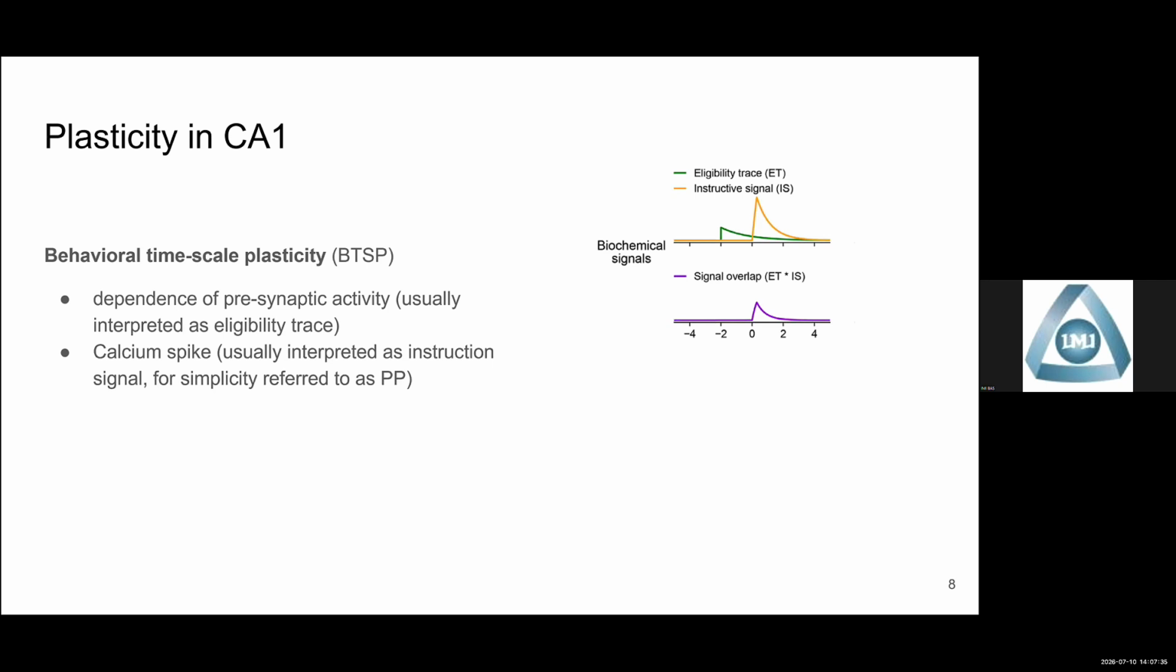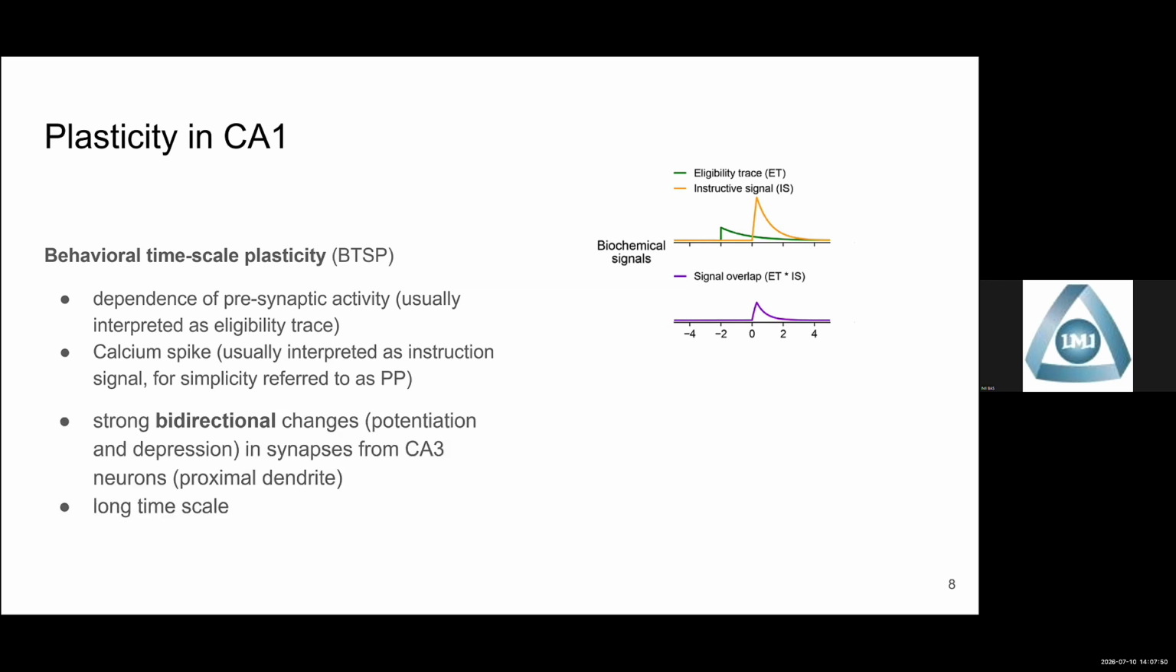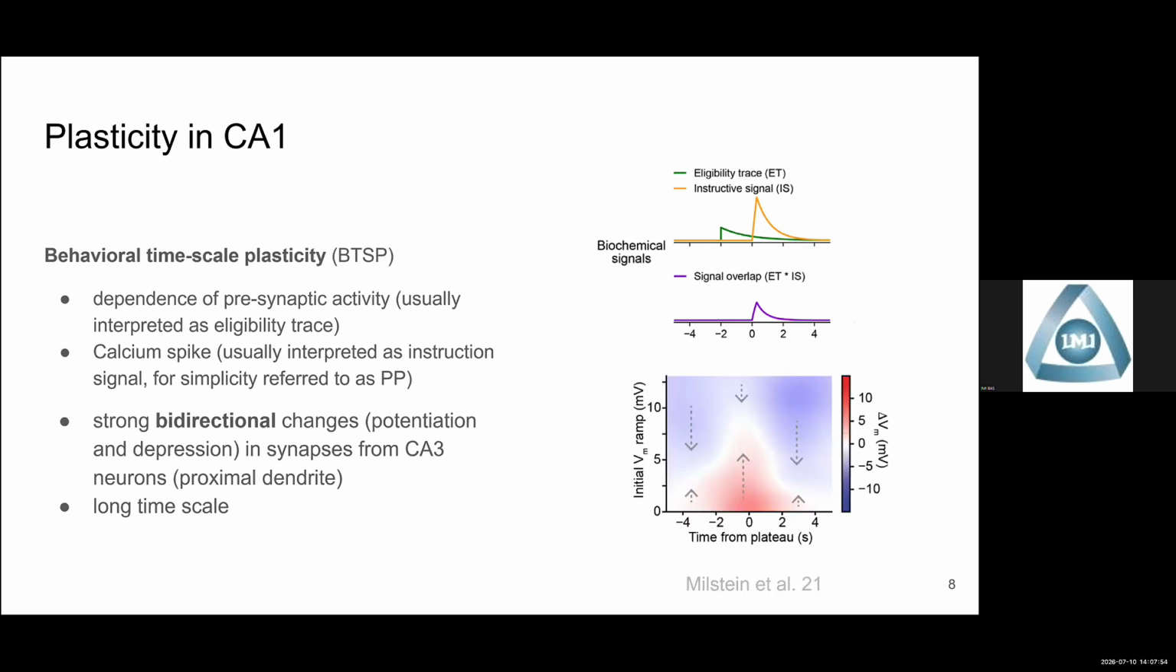In the following, I will make a simplification and just refer to it as a PP, a plateau potential. Technically, this is not 100% correct, but it's a reasonable approximation. But as I said, it's not dependent on the postsynaptic activity, so there's a big difference to standard STDP rules. And what's also interesting, in contrast to standard STDP, you have a strong bidirectional change. So both potentiation and depression are possible.